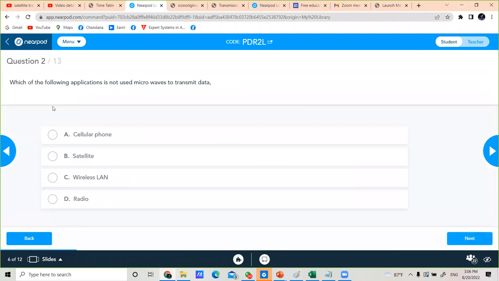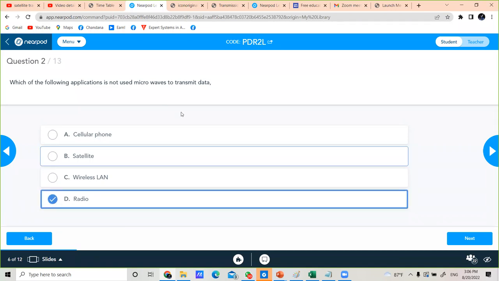Next question. Which of the following applications is not used microwave to transmit data? Not used. Microwaves are used in cellular phone, satellite, wireless LAN. And radio. Here it is asking which does not use microwave. Here radio. Radio, they are using radio waves, no?